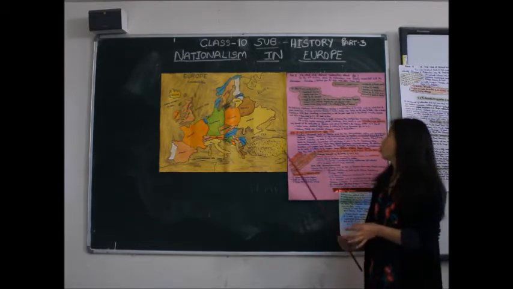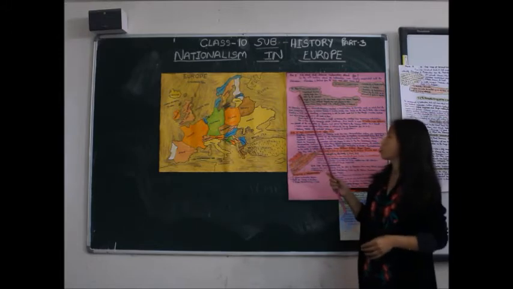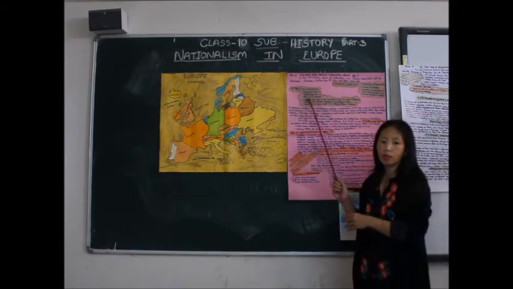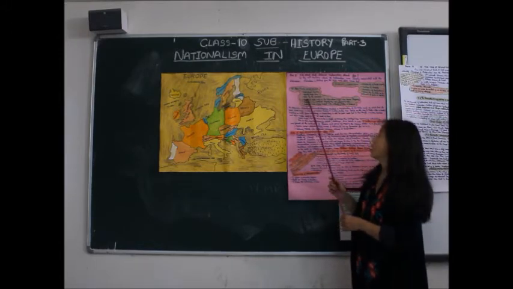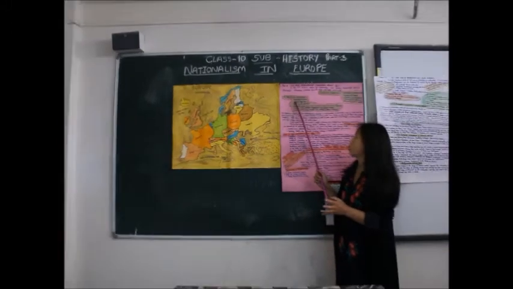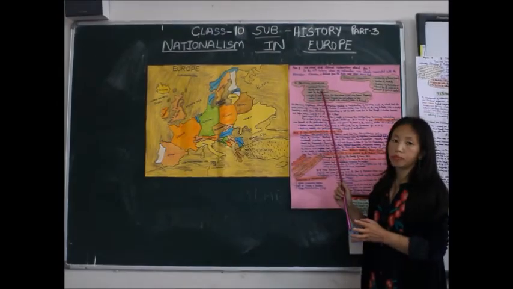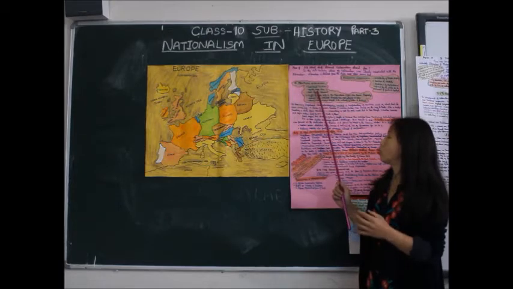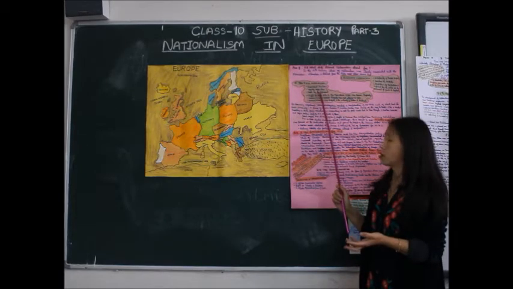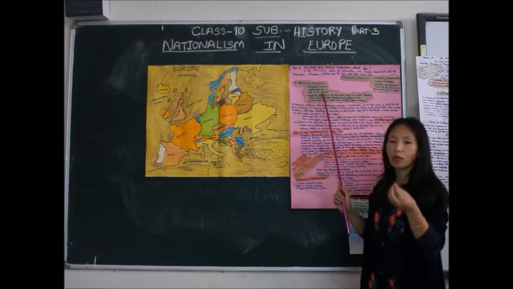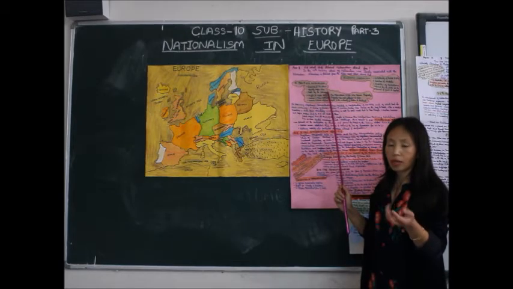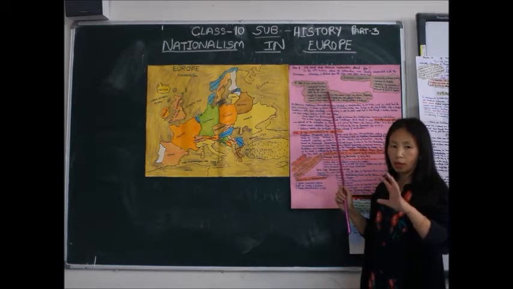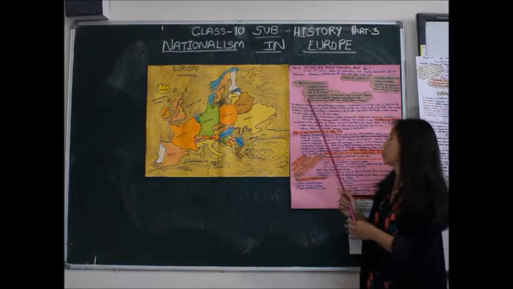Now let's discuss political liberalism. In the political field, they demanded individual freedom, equality before law, and government by consent. Government by consent means they wanted to form a government according to their wish. People together would vote and elect the government.